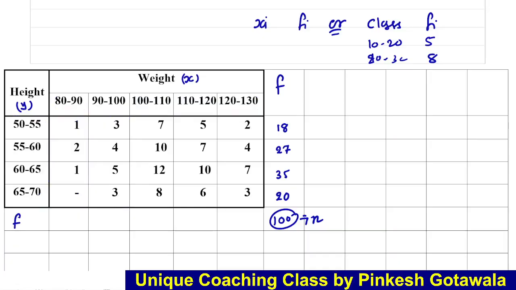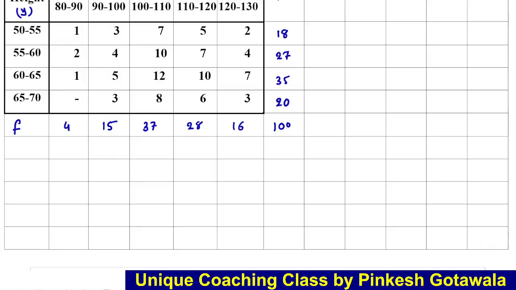So 1 1 1 to 1, it is 4. Here 3 4 5 3, 15. 7 10 12 8, 37. 5 7 10 6, 28. 2 4 7 3, it is 16. And if we total them, look, the total also comes the same 100, because both are frequencies so the total will be the same. Clear? So here we prepared our first column. I told you total 6 columns we are going to prepare. From that, the first column is completed.